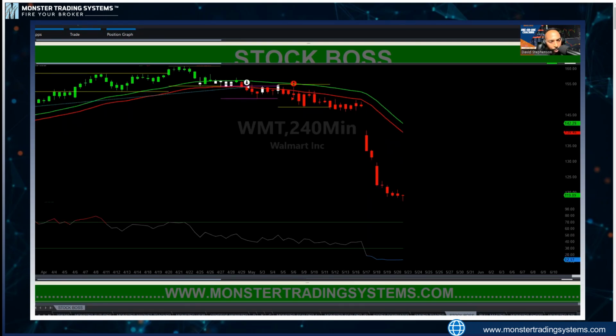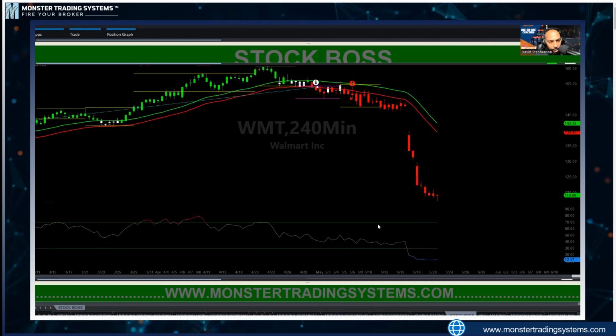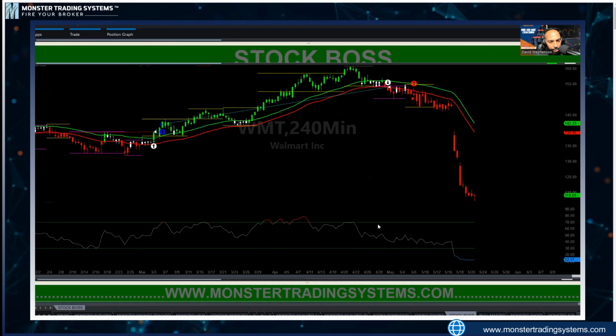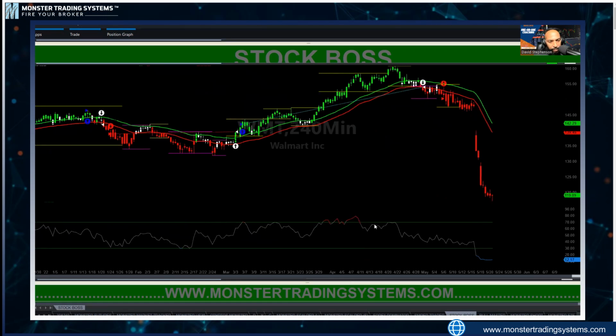All right, look at how oversold this is. Very oversold. Look at that. Very oversold. And you got in up in this area here. The money has been made.